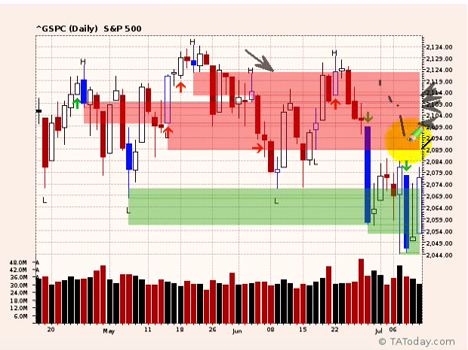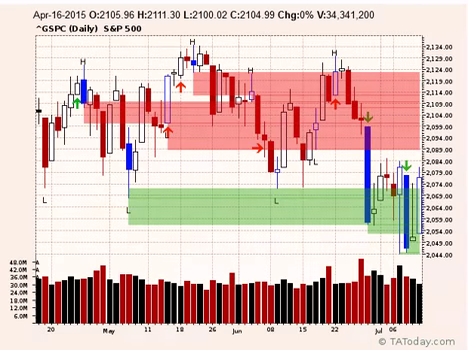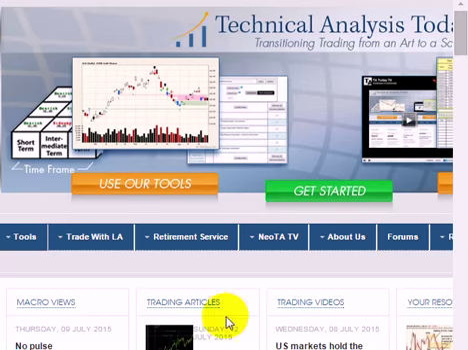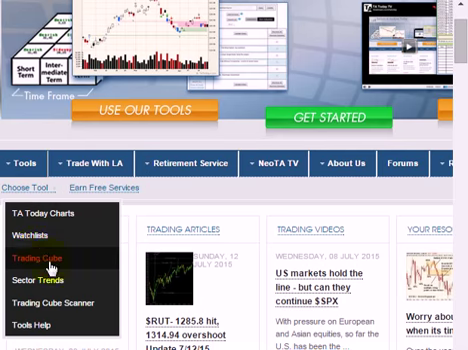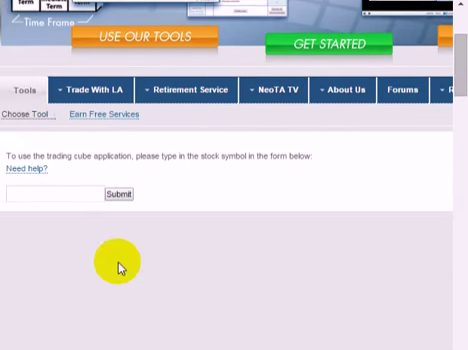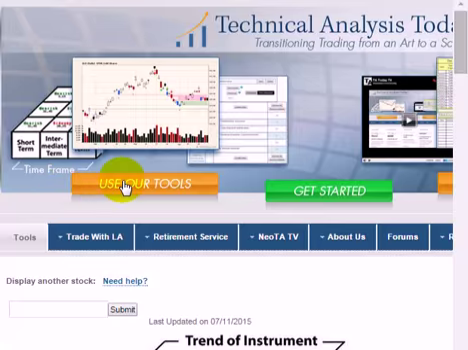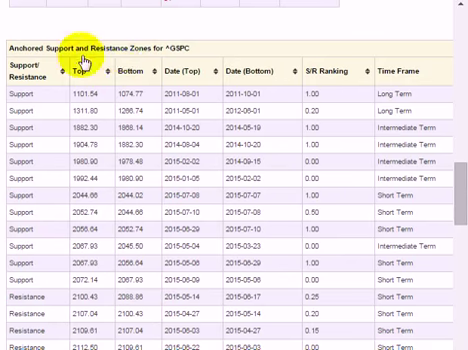Which one's more important? Well, there is a way to tell, and the way to do that is to come over to the trading cube. In the trading cube, if we go down, click on it, and enter in this symbol, which is the S&P 500, and type that in, then if you scroll down, the support zones and resistance zones are listed here.